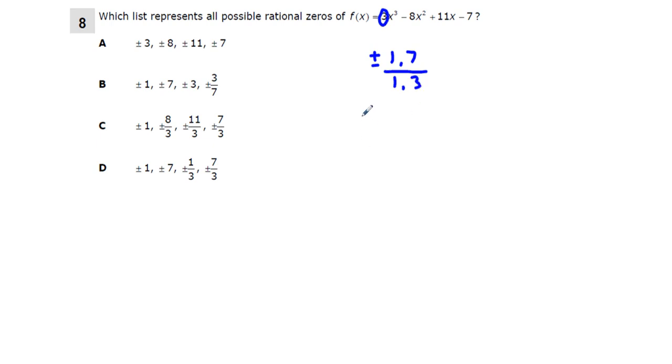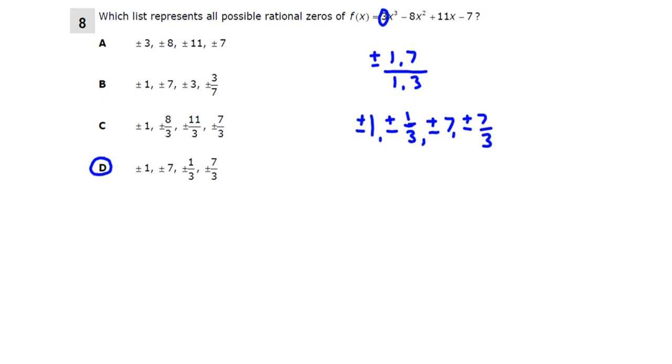And so we're going to have plus or minus 1 over 1, which is 1. And then we're going to have plus or minus 1 over 3, which is 1/3. And then we're going to have plus or minus 7 over 1, which is going to be plus or minus 7. And finally, we're going to have plus or minus 7 over 3, which could be plus or minus 7/3. So that should be pretty simple. Where do we have all these? I'm thinking this is answer choice D.